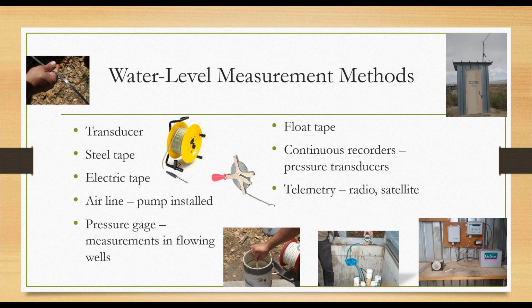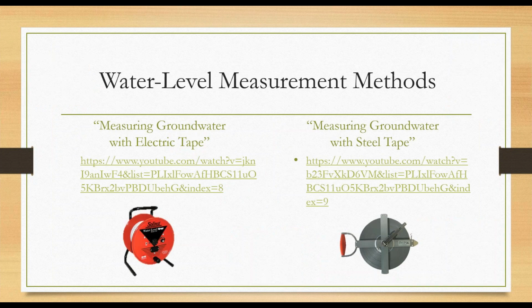Flow tapes and continuous recorders are used, and again, pressure transducers are used for our continuous data or our shorter term measurement recorded data. And our data are often telemetered or sent by satellite to our offices and sent to the public. And I'll talk about how we get the data to the public. I just wanted to make available, you'll have a copy of this presentation. We have YouTube videos on methods for proper procedures for collecting groundwater level data using electric tapes and steel tapes.